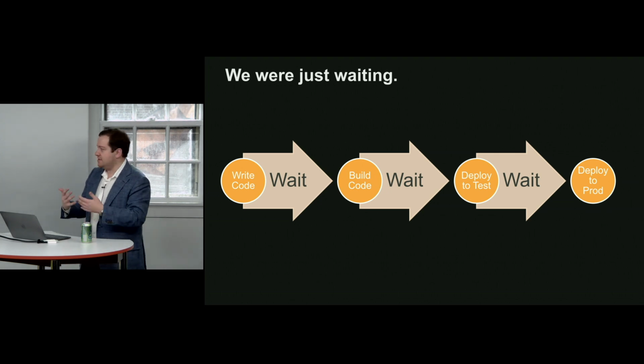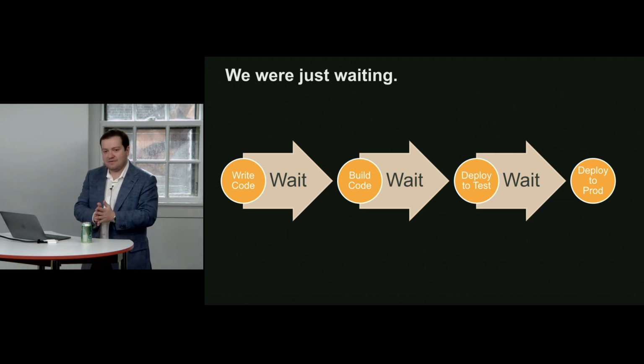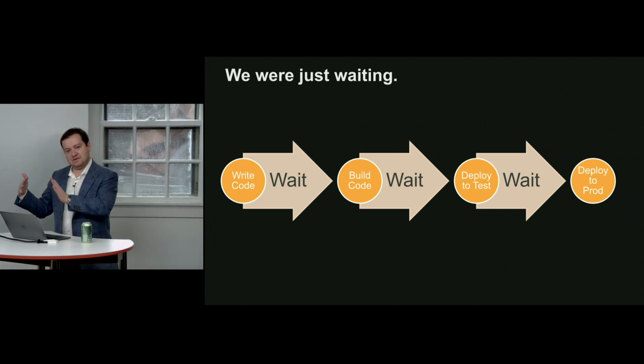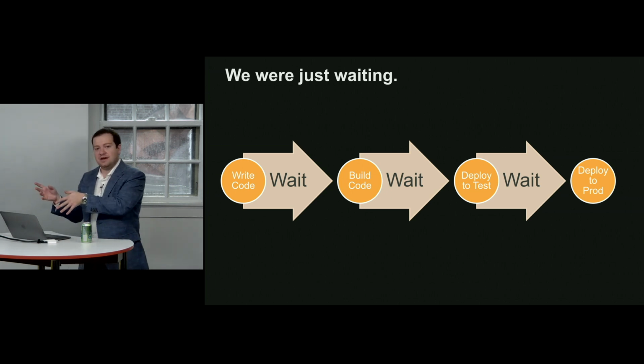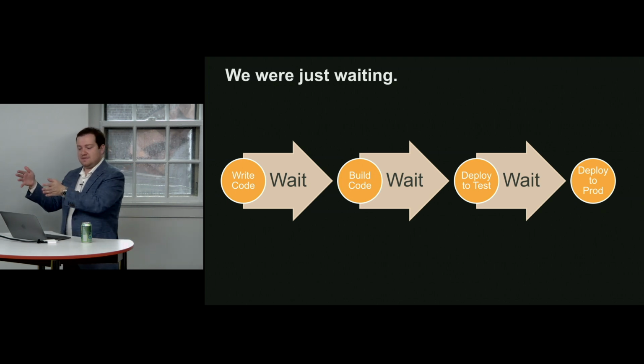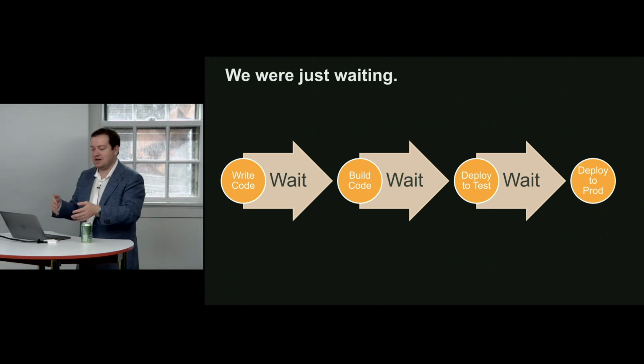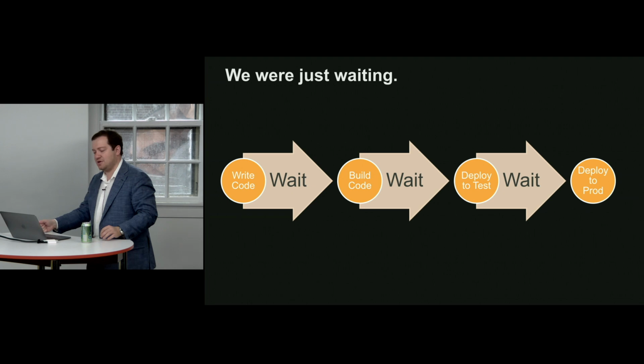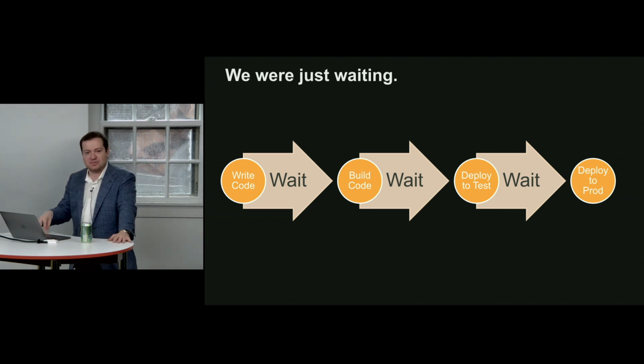So what we found out is that we were just waiting. So yeah, it takes time to write the code, but after a developer would write code, they'd have to submit a ticket for somebody else to build the code. And then that person would have to submit a ticket for somebody else to deploy the code to a testing environment and staging and so on until it got to production. So the actual work wasn't taking that long. It was somebody writing an email or opening a ticket, all these manual processes that were taking a bunch of time. And this was adding up.